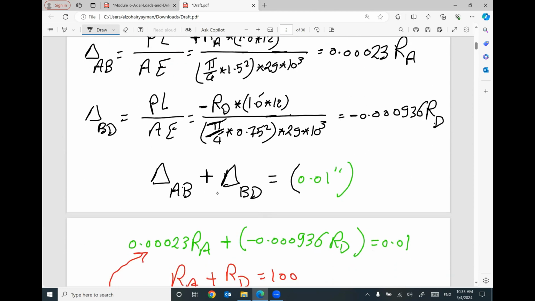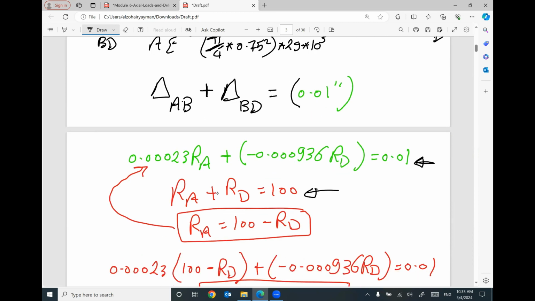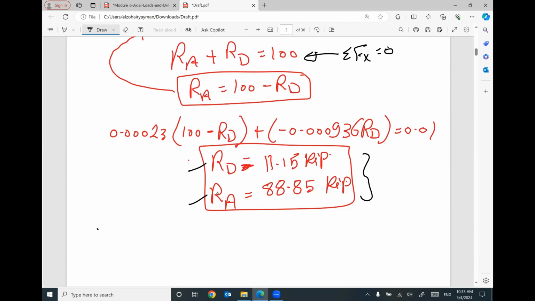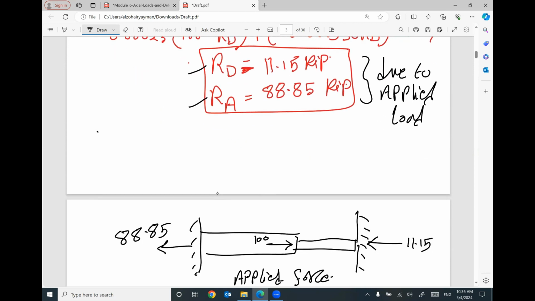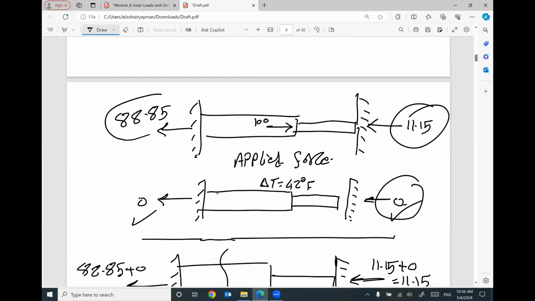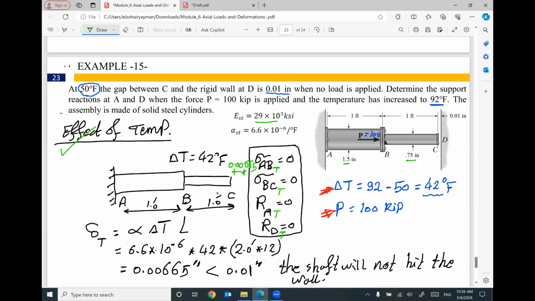So I set up an equation which is called compatibility equation, and we have already an equation from summation Fx equals 0. I solved the two equations together to figure out the reactions at the two walls. These reactions are only due to applied load. So if we have something from temperature, I have to put it here. So the final reaction will be this one plus this one. This is the final reactions. That makes sense? We have another example.